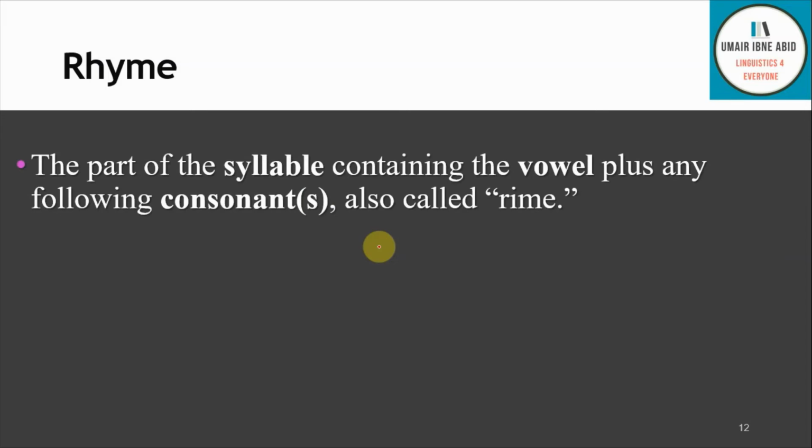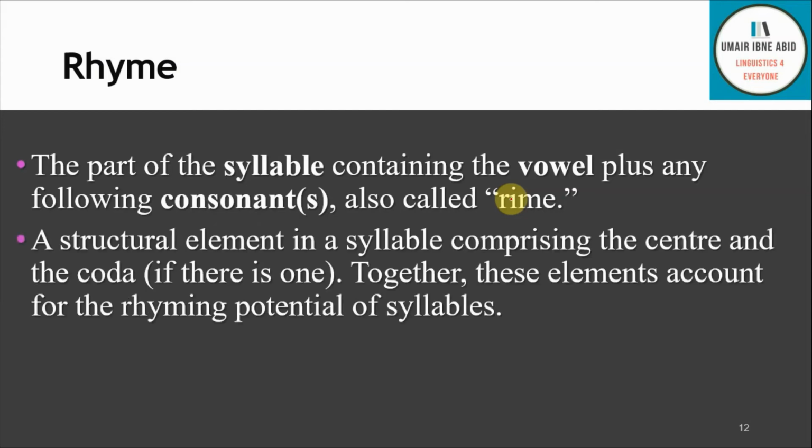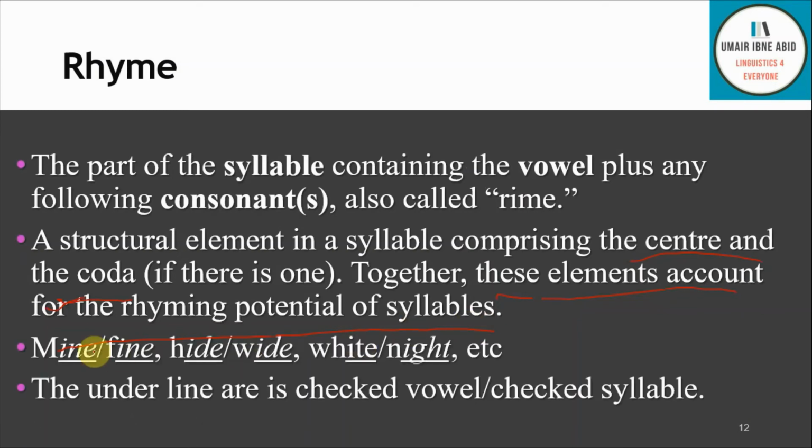Now what is rhyme? The part of a syllable containing the vowel plus any following consonant is called rhyme. It is a structural element in a syllable comprising the nucleus, meaning the vowel, and the coda. Coda is optional once again in rhyme. Together these elements account for the rhyming potential of syllables. So let's have a few examples.